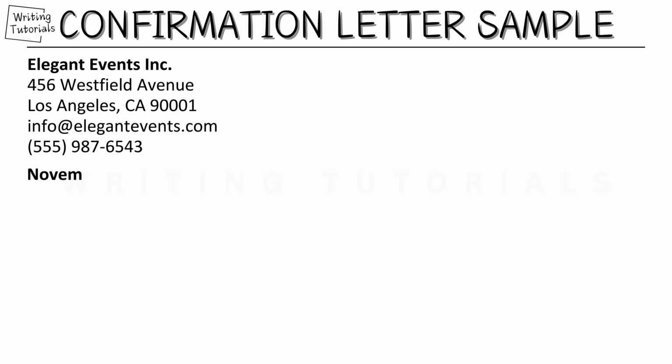Date and recipient's information. Next, the date and recipient's details. November 15th, 2024, Sophia Turner. 789 Maple Street, Austin, Texas, 73301. Including the date ensures there's a clear record of when the confirmation was sent. This can be helpful for tracking timelines, especially for payments or deadlines.